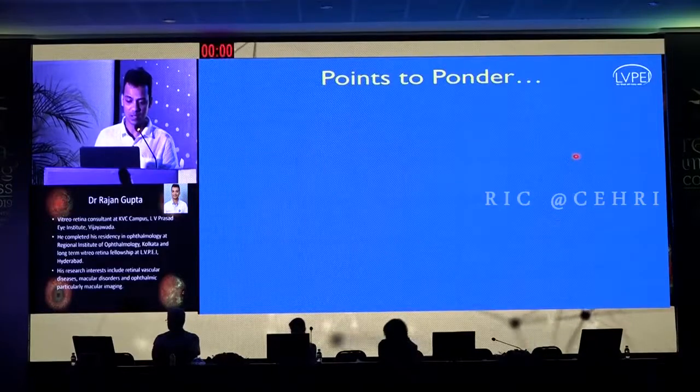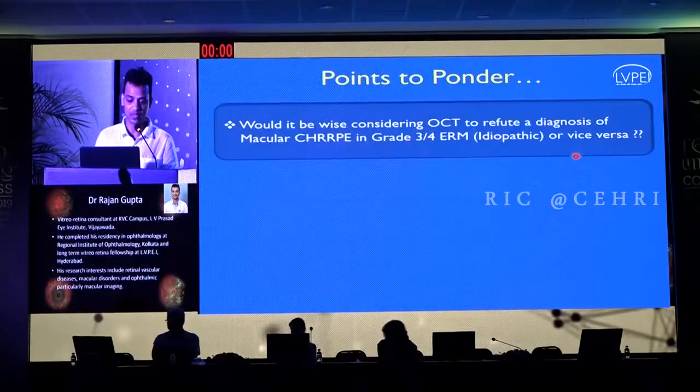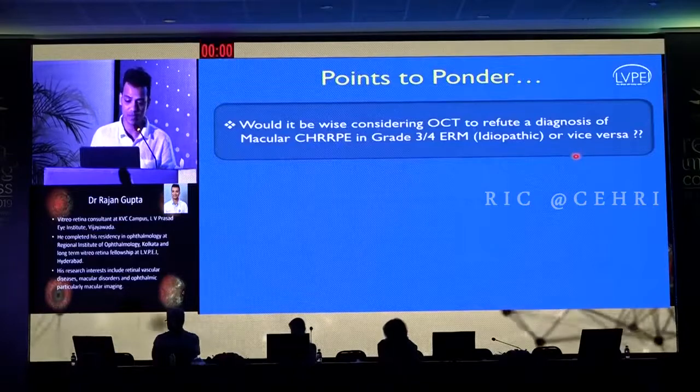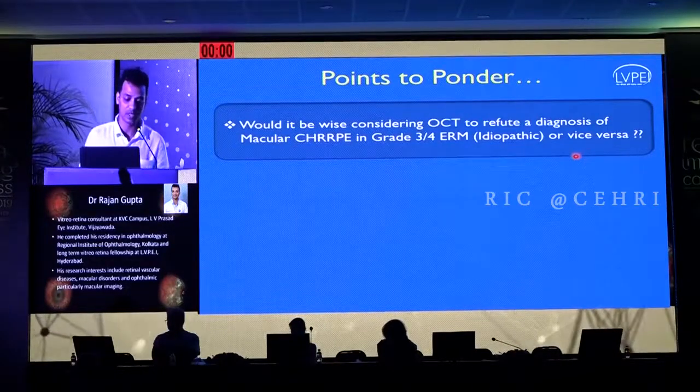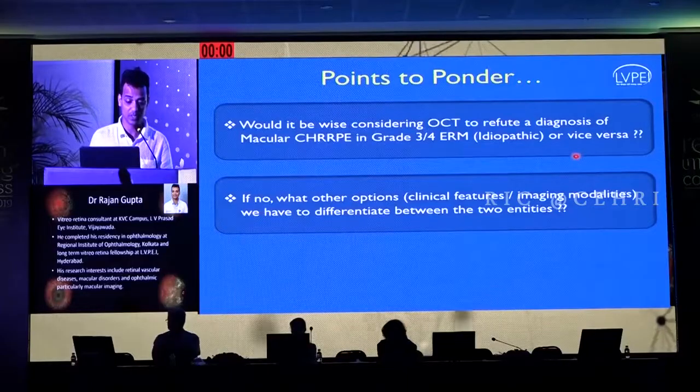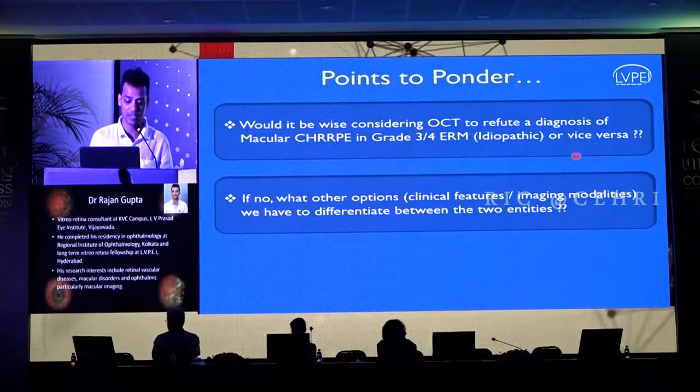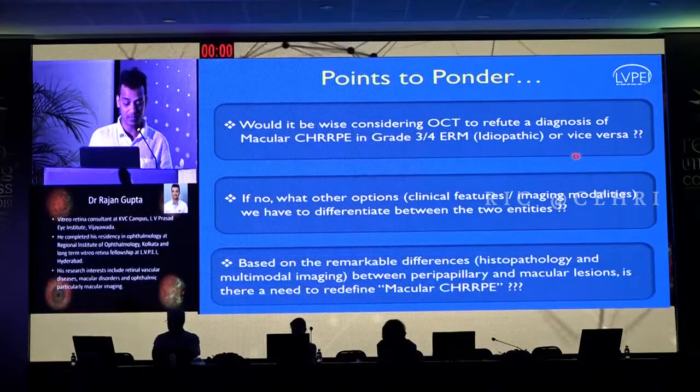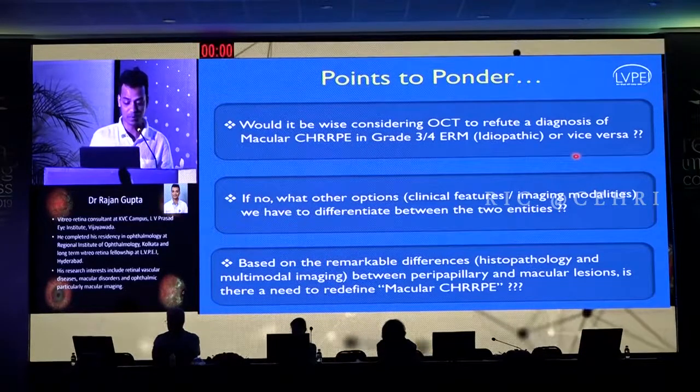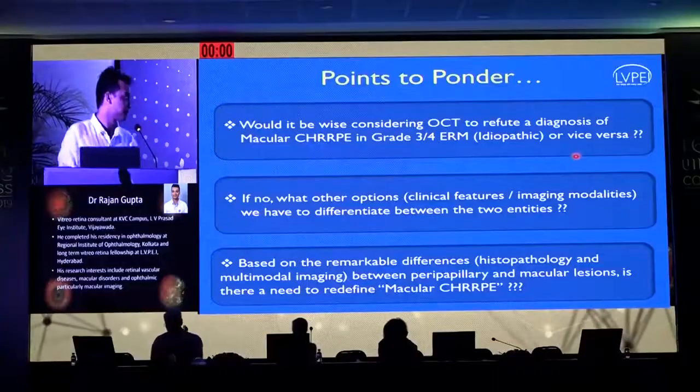So I would just like to conclude with certain questions to the panelists. Would it be wise, considering OCT, to refute the diagnosis of macular combined hamartoma of retinal pigment epithelium in grade 3 or 4 ERM or vice versa? If no, then what other options, clinical features, or imaging modalities do we have to differentiate between the two entities? And looking at the remarkable differences both on the histopathology and multimodal imaging between peripapillary and macular lesion, is there a need to redefine the diagnosis of macular combined hamartoma?